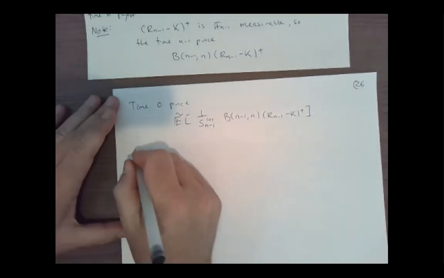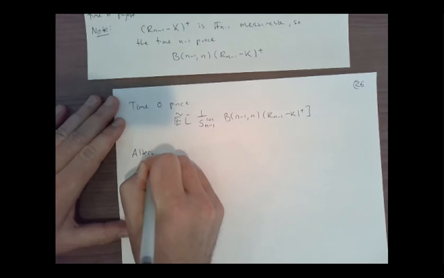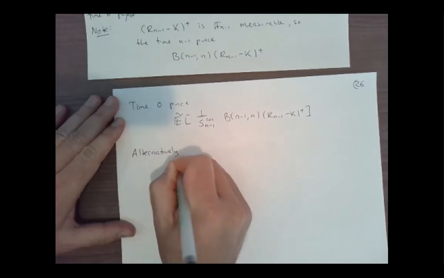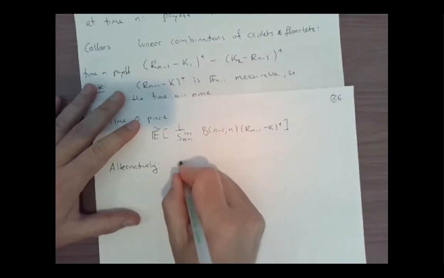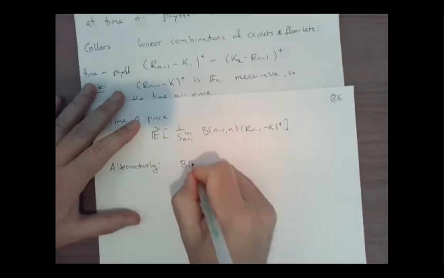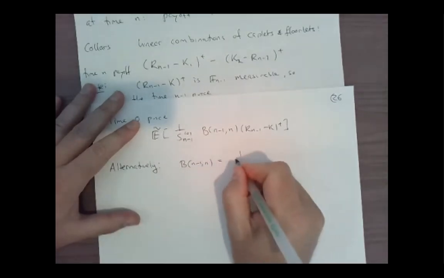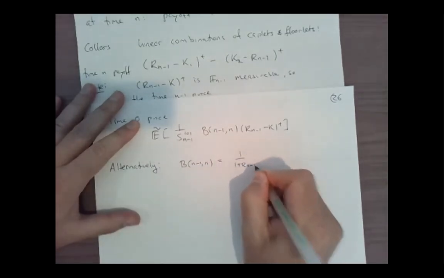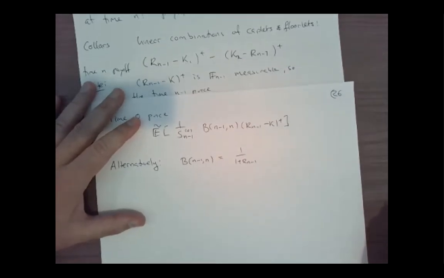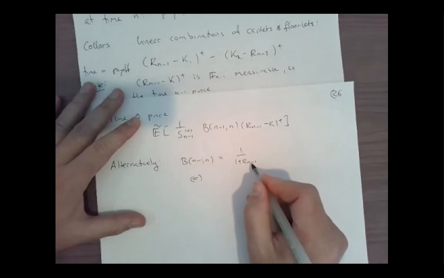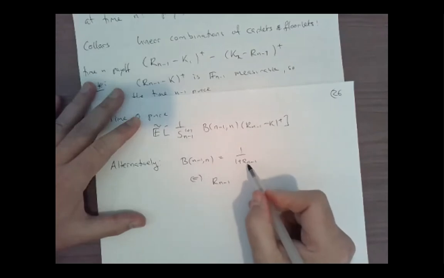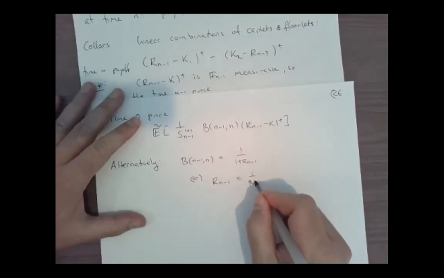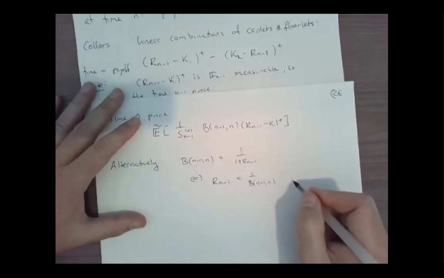You can also, alternatively, use a connection here. You could write that the zero coupon bond at time n minus 1, n, can be written as 1 over 1 plus r n minus 1. So you can write here that r n minus 1 is equal to 1 over b n minus 1 n, minus 1.